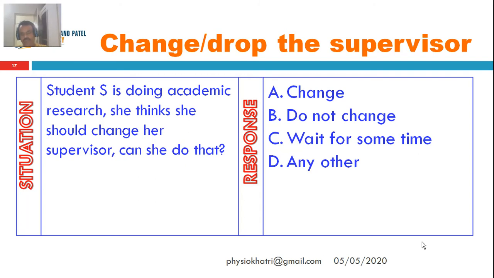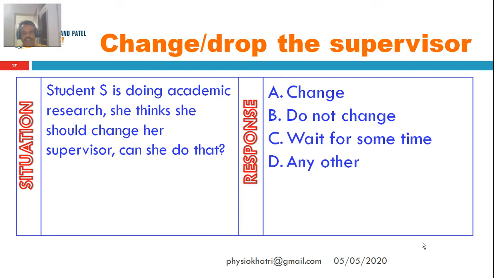And you should never think about changing the supervisor if you have completed a substantial period of time. Say at least you completed 2 years and you're almost at the end of finishing the research. Then in that case, it's better not to change the supervisor. And sometimes option C is also fine, because with the passage of time, sometimes this thought goes off. But any other option is, you should talk to your colleagues about such a situation in a polite way and just get the opinion.